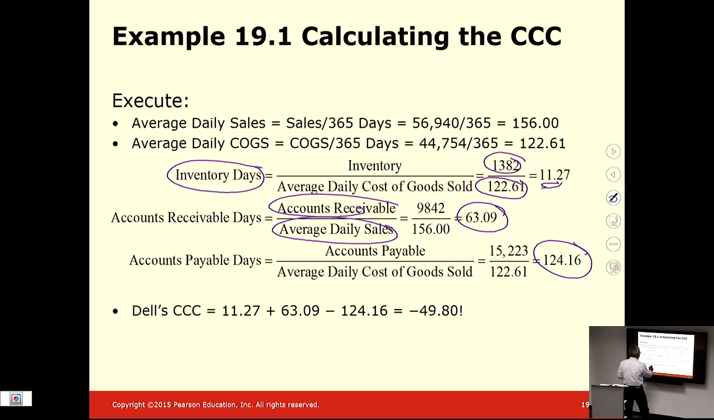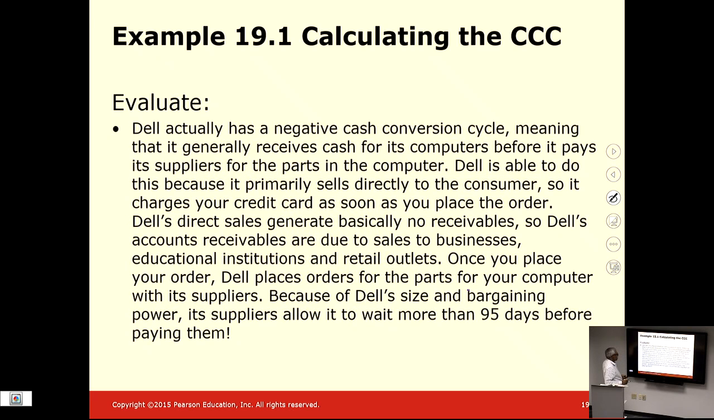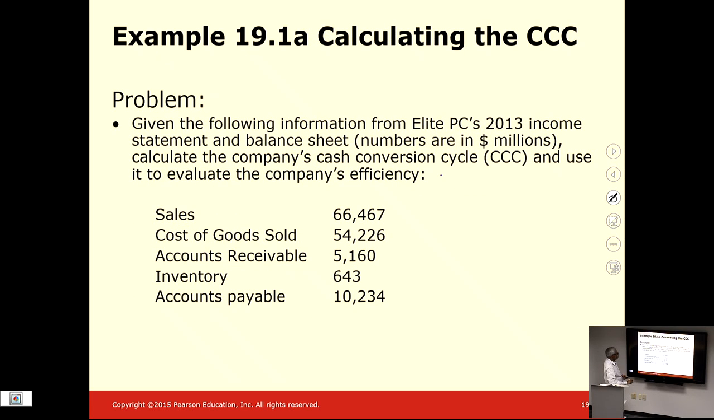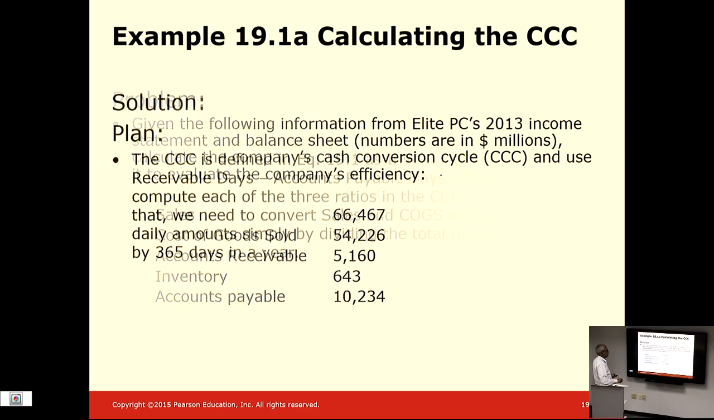So Dell's cash conversion cycle is: it takes 11 days to produce the inventory, 63 days to collect on the receivable, but they delay their payment by 124 days, giving a negative 49.80 as the cash conversion cycle. So Dell has a negative cash conversion cycle. What does it mean? It generally receives cash for its computers before it pays its suppliers. That's the implication of a negative cash conversion cycle. Similarly, you can work on a problem like this.